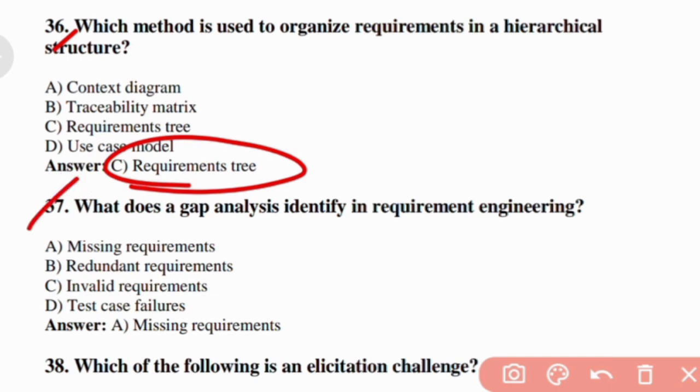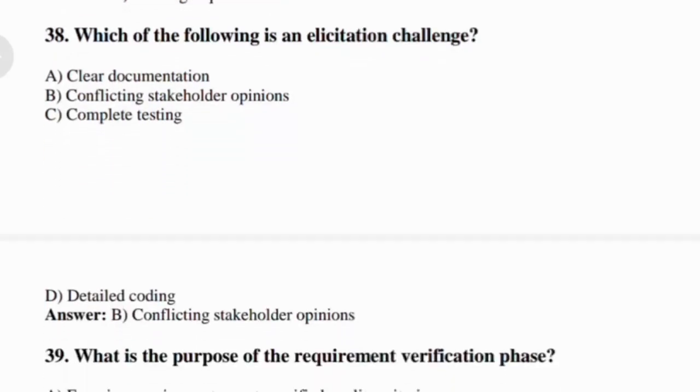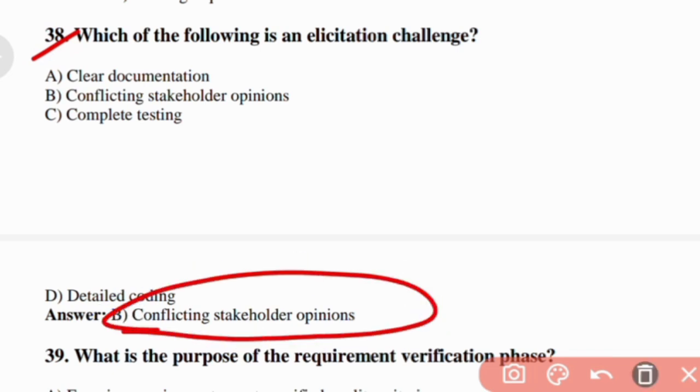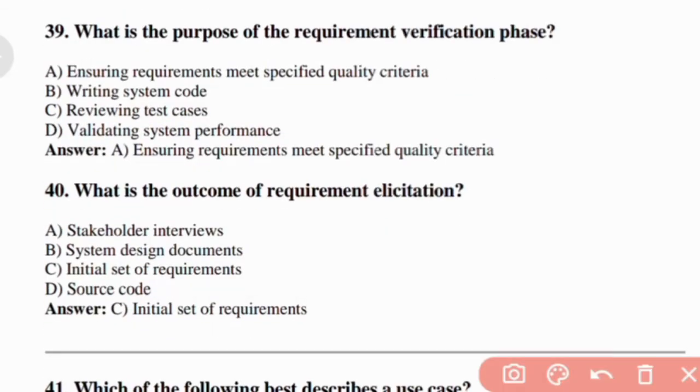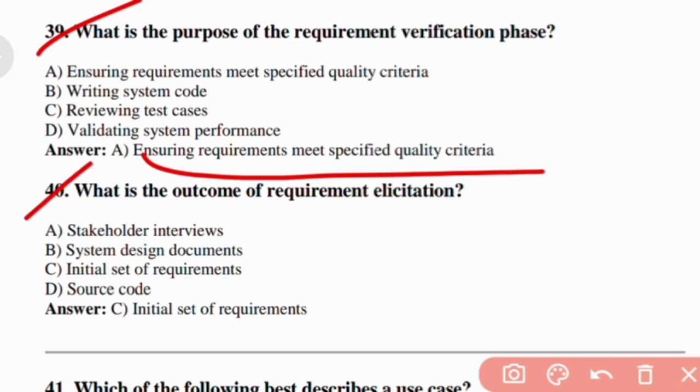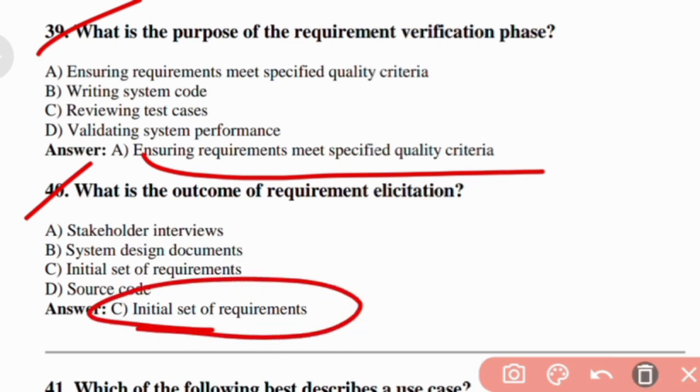What does a gap analysis identify in requirement engineering? Missing requirements. Which of the following is an elicitation challenge? Conflicting stakeholder opinions. What is the purpose of the requirement verification phase? Ensuring requirements meet specified quality criteria. What is the outcome of requirement elicitation? Initial set of requirements.